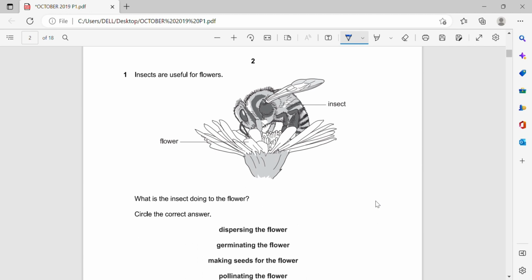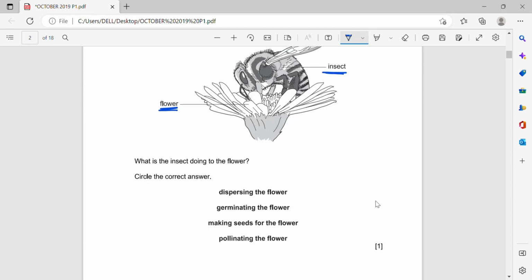Question number 1. Insects are useful for flowers. We have here an insect and a flower. What's the insect doing to the flower? Circle the correct answer. Dispersing the flower, germinating the flower, making seeds for the flower, or pollinating the flower? The answer here is A. What do insects do? Great.